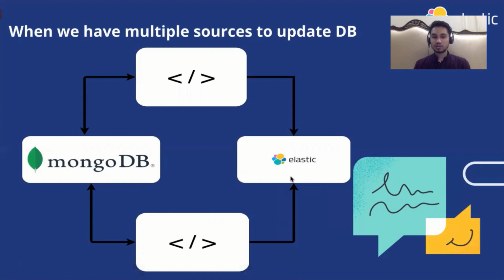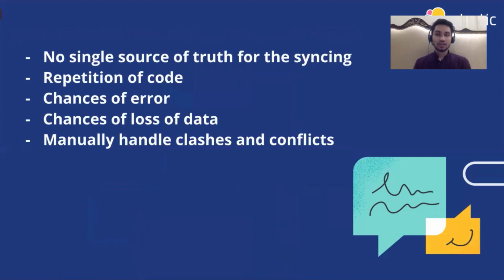So which causes repetition of code and other problems as well, which are there is no single source of truth for syncing of data. With the repetition of code, chances of error increase, and hence the chances of loss of data also increase. And then we'll have to manually handle clashes and conflicts.